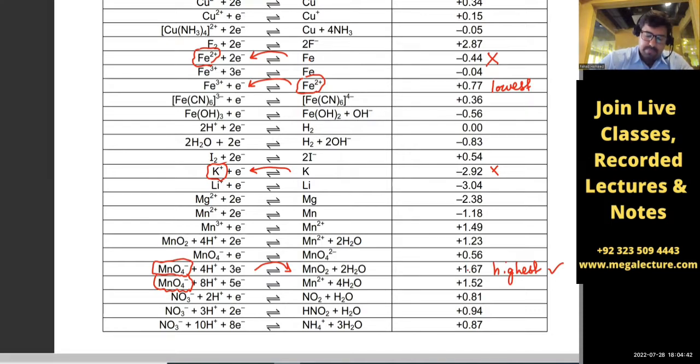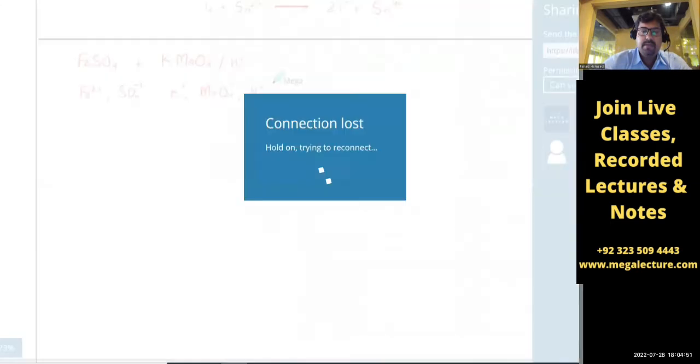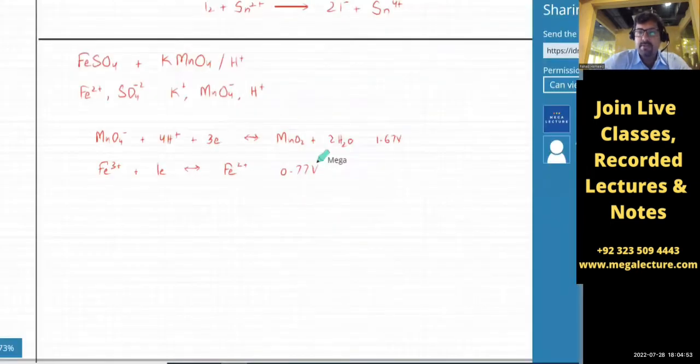And this is 0.77 volts, the lowest potential. Okay, so I'm going to copy these two equations. This will now be a bit time consuming, okay? I mean this whole thing, because we have to remember we have to do a second reaction as well after the first reaction.